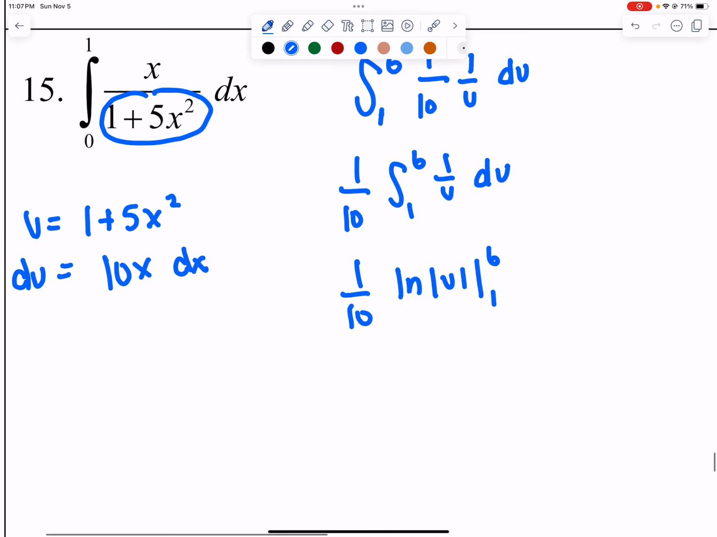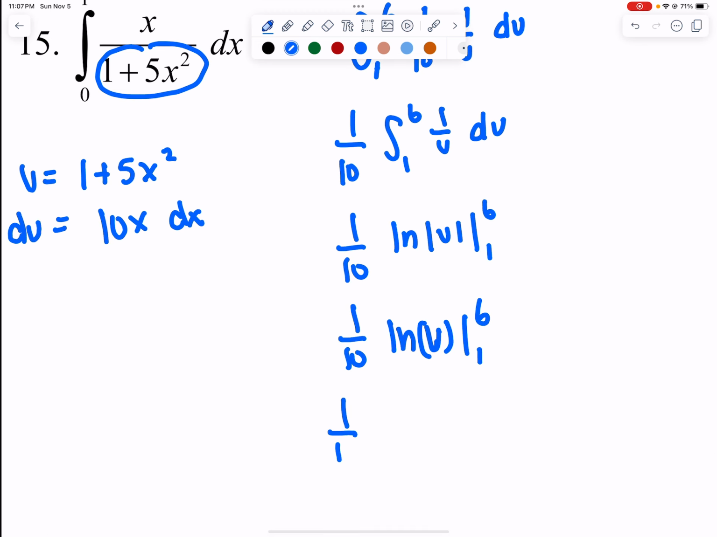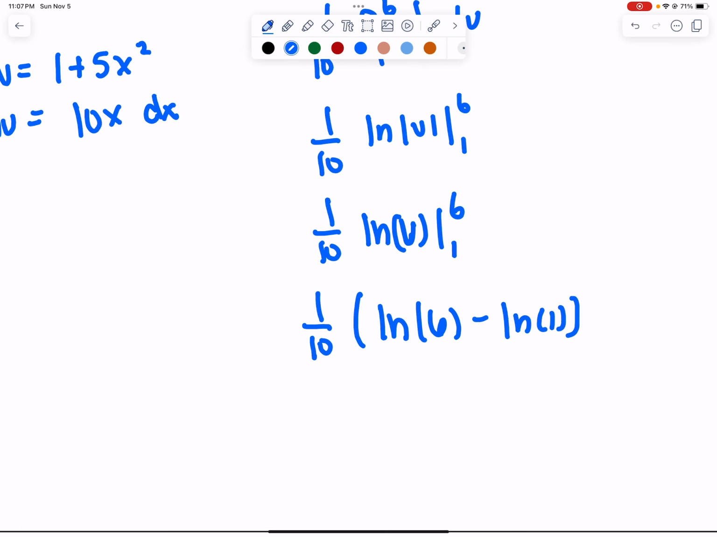And since 1 through 6 is positive, I can actually remove the absolute value so that I get 1/10. And then we have ln of 6 minus ln of 1. Now remember that ln of 1 is just going to be 0, so technically I'm going to have 1/10 times ln of 6 as my answer.